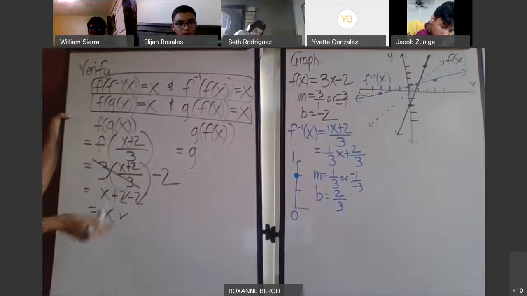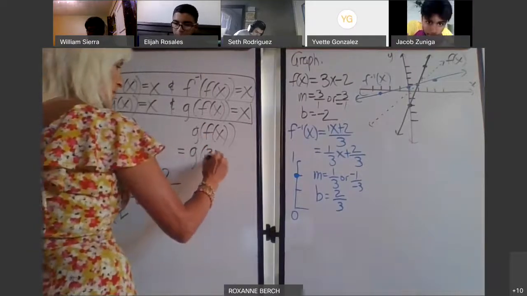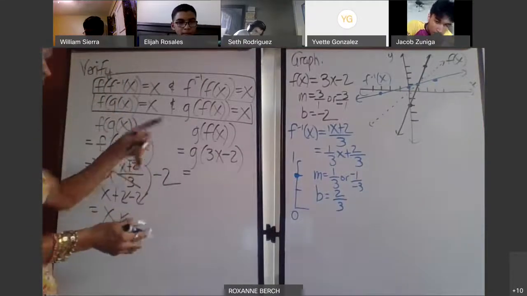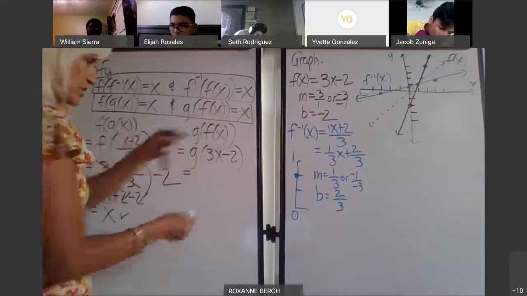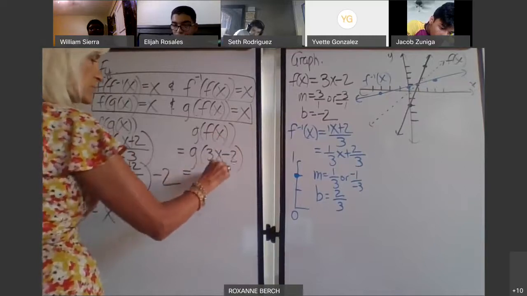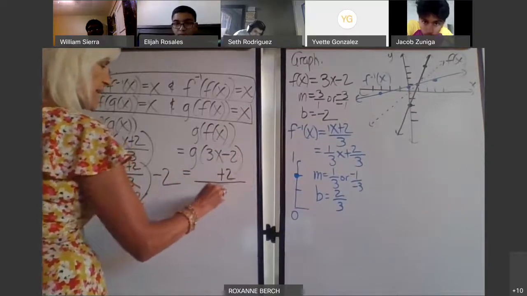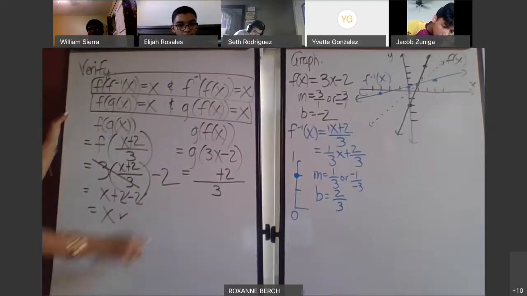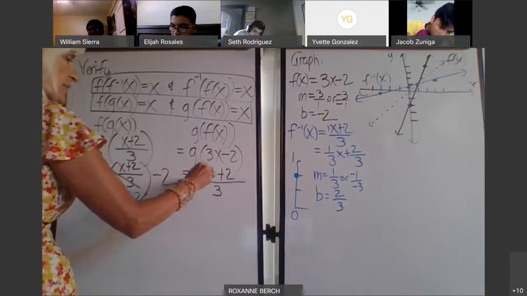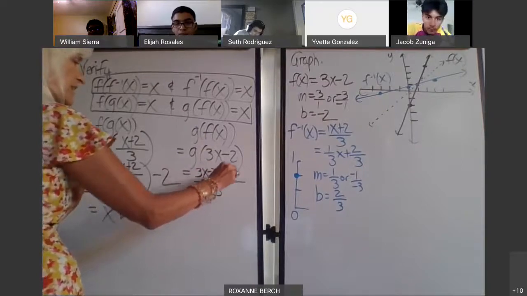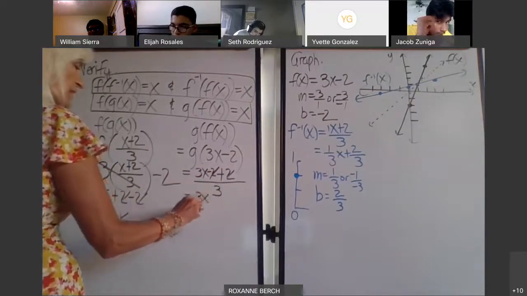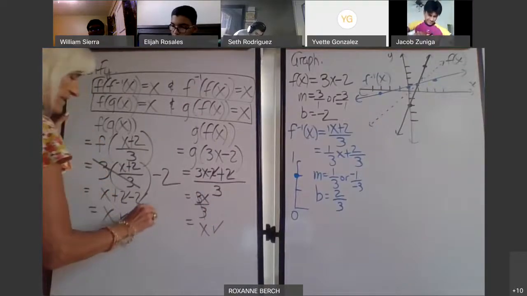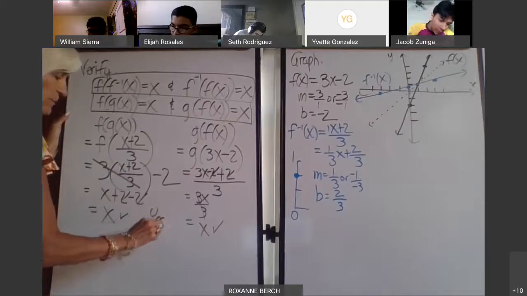So now we put the f function in, which is 3x minus 2, and that becomes the x of the g function. We're going to use that one again. The g function is your inverse, (x plus 2) divided by 3. So when you put this in, you get 3x minus 2 plus 2, so those cancel. You end up with 3x over 3, and that is equal to x. So yes, these are inverses. We proved it.